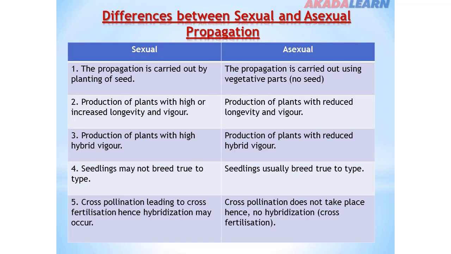Cross-pollination leading to cross-fertilization, hence hybridization may occur. That is in sexual propagation. But in asexual propagation, cross-pollination does not take place, hence no hybridization. That is, no cross-fertilization.